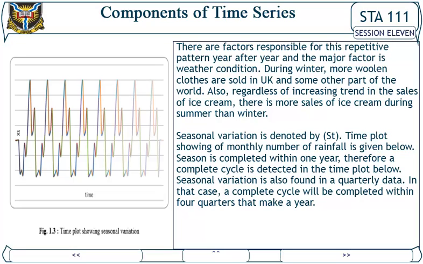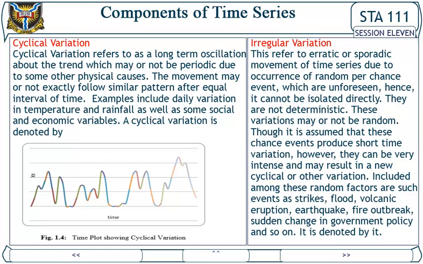Time plot showing monthly amount of rainfall is given below. A season is completed within 1 year, therefore a complete cycle is detected in the time plot below. Seasonal variation is also found in quarterly data. In that case, a complete cycle will be completed within 4 quarters that make a year. Figure 1.3. Time plot showing seasonal variation.